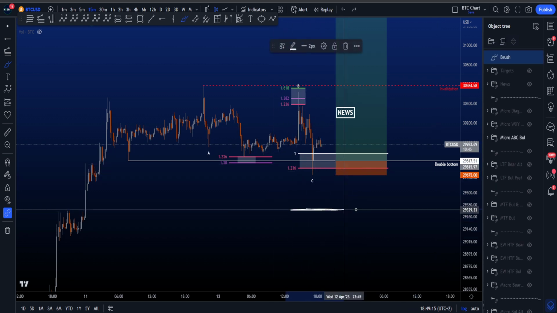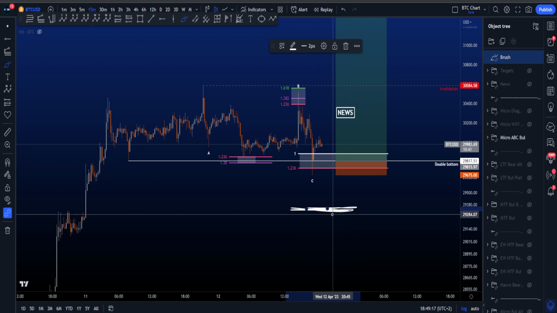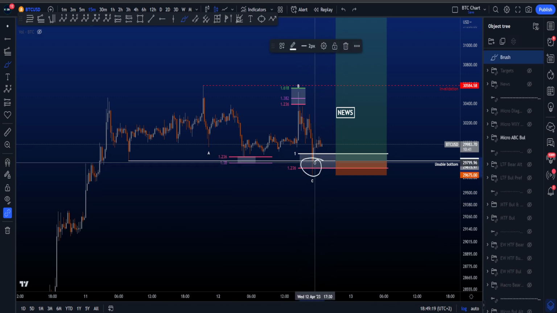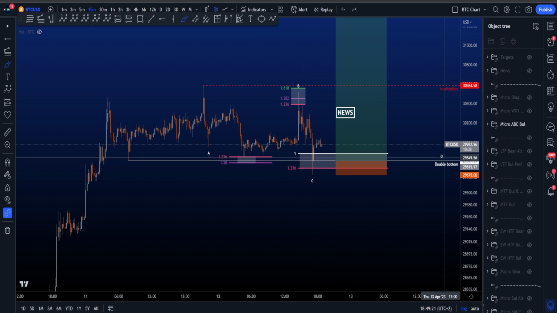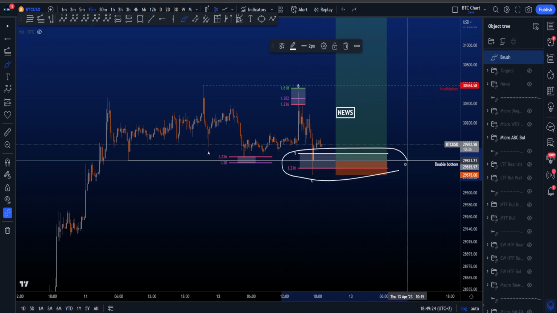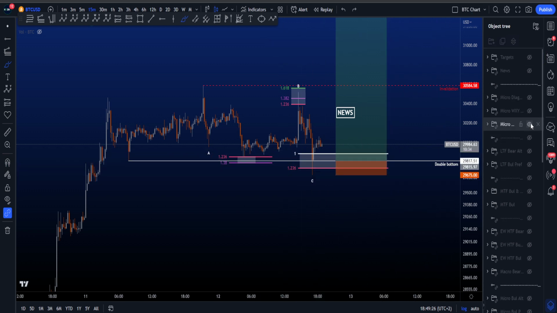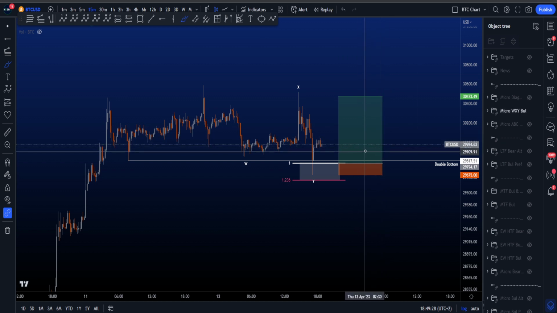Yes, I will show you a little bit of support later in one of the scenarios over here, but this for me was the most important, and also a nice confluence of the double bottom with this most common target area for a wave C. Now, if I show you the WXY, it's basically the same.